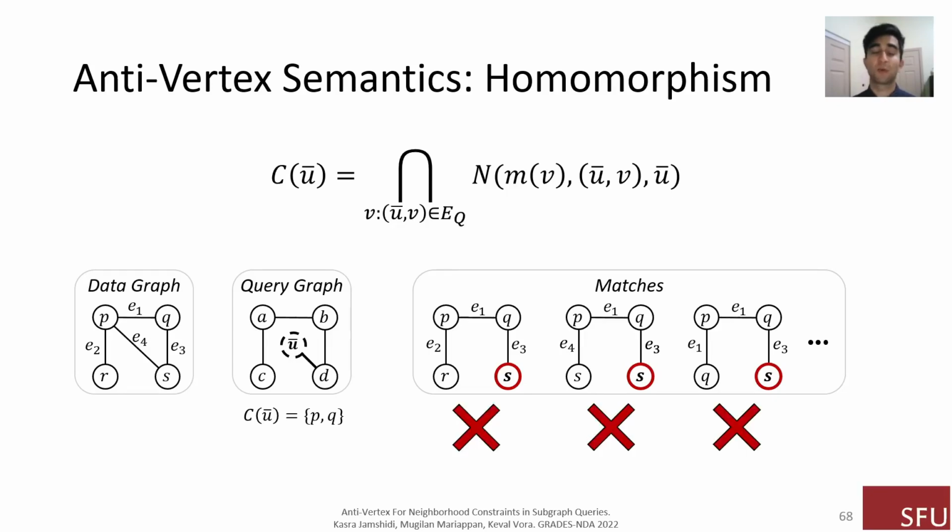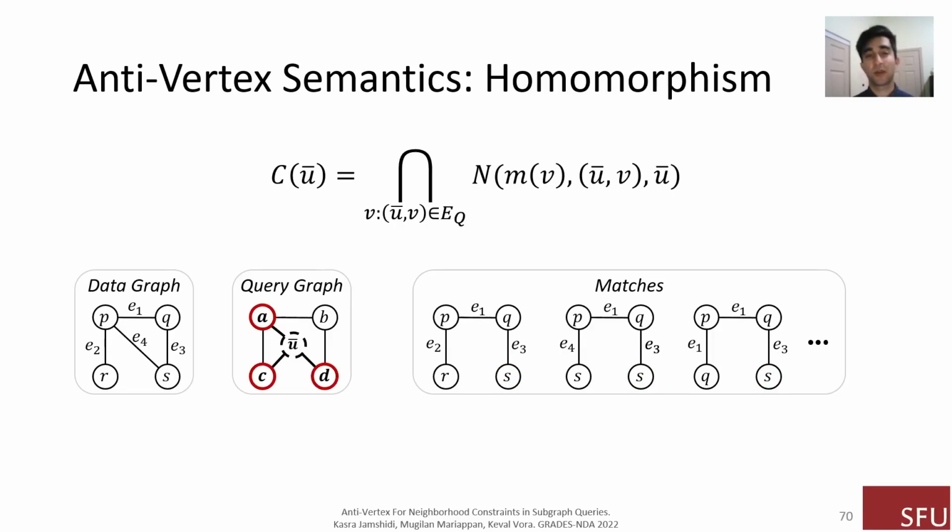But if we were to add more edges, now C of U bar becomes the intersection of adjacency lists of the matches for A, C, and D. In this last match, we get the intersection of P, Q, and S, which is empty. While in this match, P and S do have a neighbor in common, Q, so it's filtered.